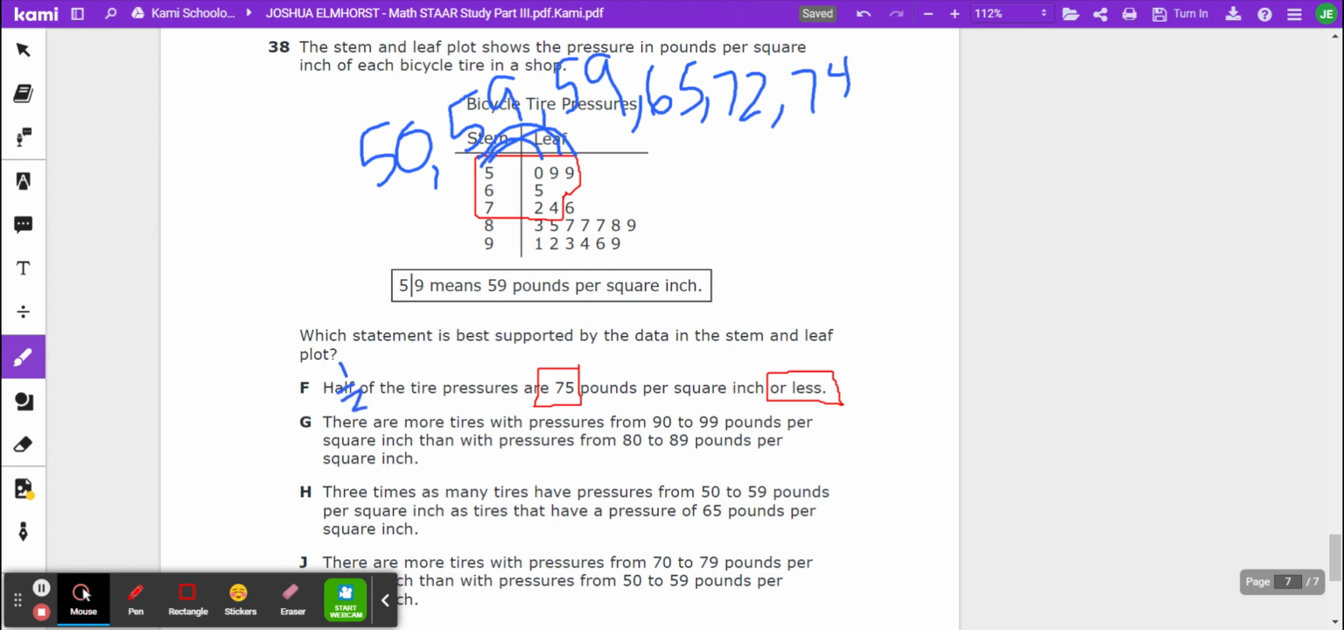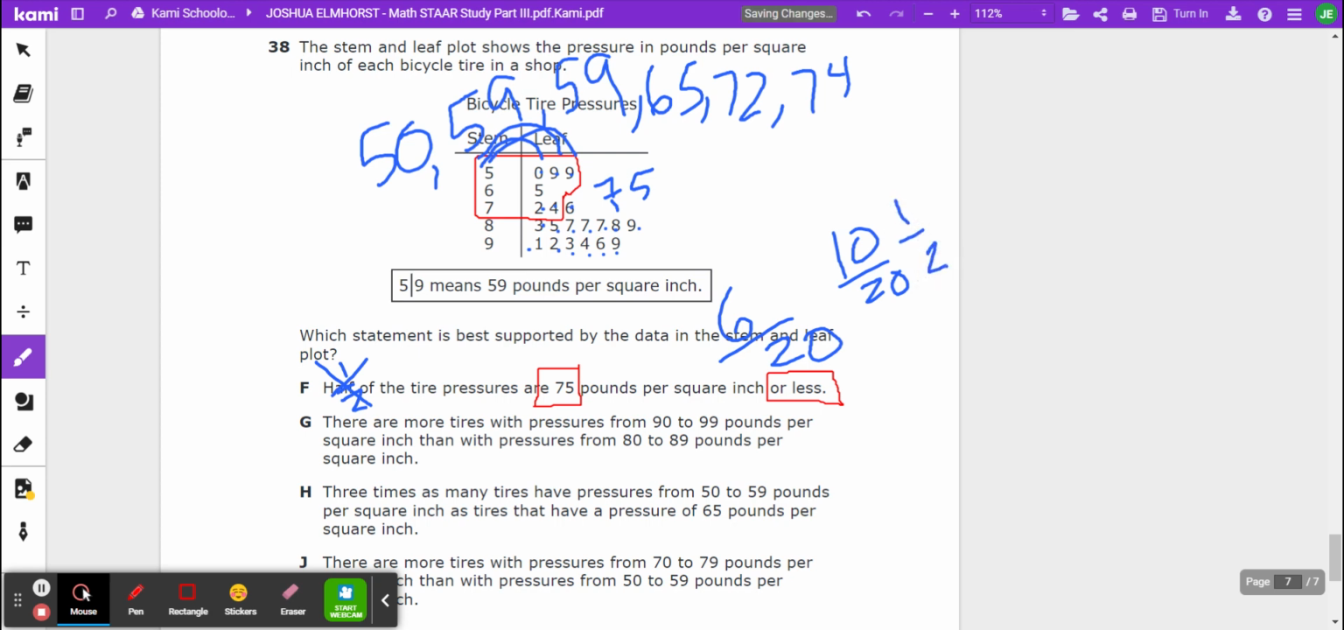It says 1/2 of the tire pressure is 75 pounds per square inch or less. Okay, so half of them, we're looking at 75. 75 is going to be right here. So we have 1, 2, 3, 4, 5, 6. There's 6 out of 20. So half of the tire pressure is 75 or less. 6 is not half of 20. That would need to be 10 out of 20 would be 1/2.